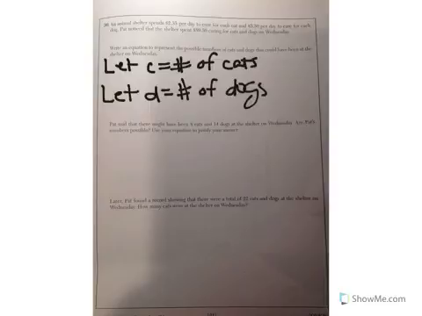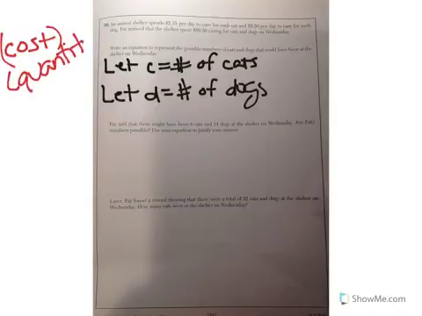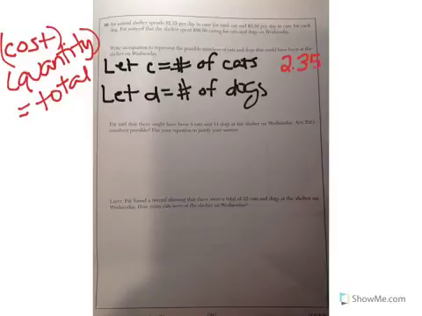So our equation is going to have to deal with the cost of a cat, the cost of a dog, and the total. So since it deals with money, we have to remember that cost times your quantity will equal your total. So the cost of a cat is $2.35. So that's going to be part of our equation, $2.35, and that is going to be multiplying the number of cats, which in this case we don't know, but we said was C.